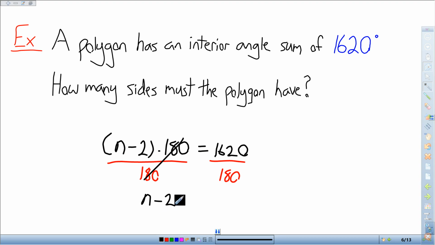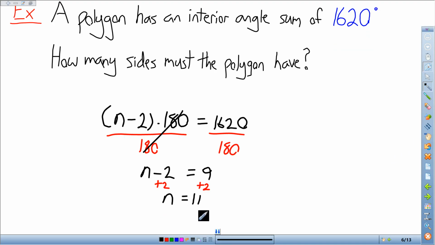Okay, so those are gone. We have n minus 2 on the left. We don't need the parentheses anymore. Over on the right, we have 1620 divided by 180. Looks like we're getting 9. Okay, and then last thing, solving for n. Get rid of this minus 2 by adding 2. And it looks like the number of sides this polygon has is 11. By the way, if you want to add the word sides next to this, I think that's a good idea, just to really point out what we found.